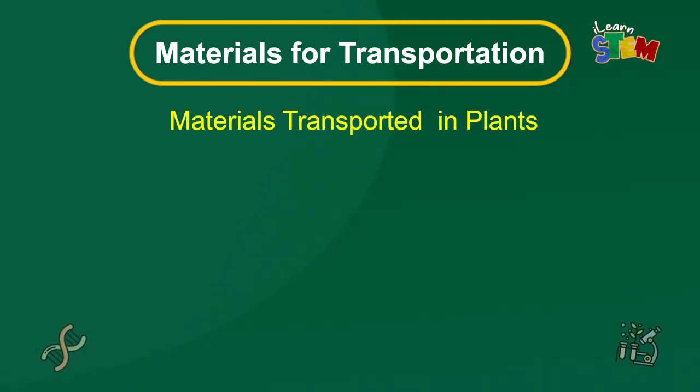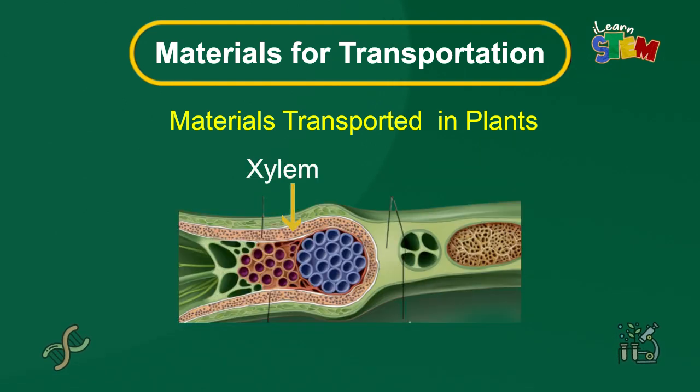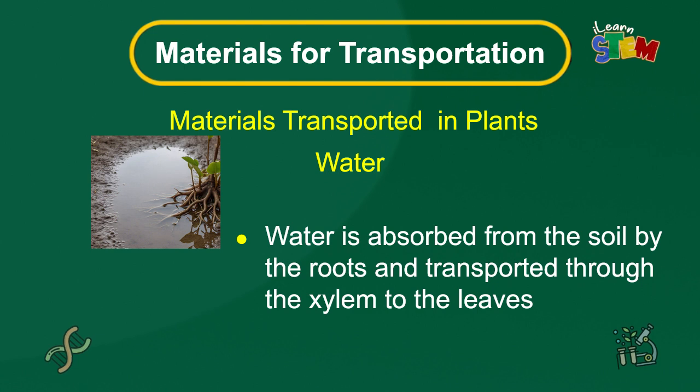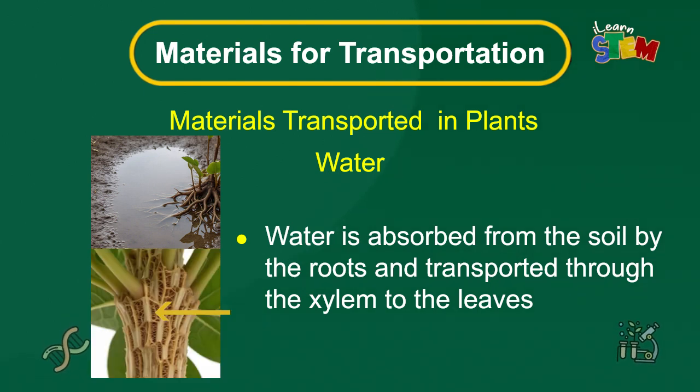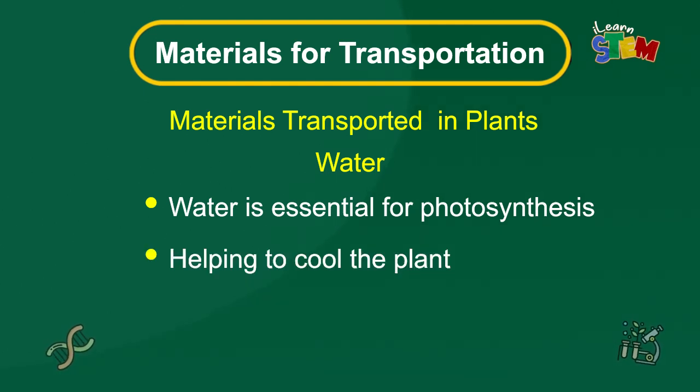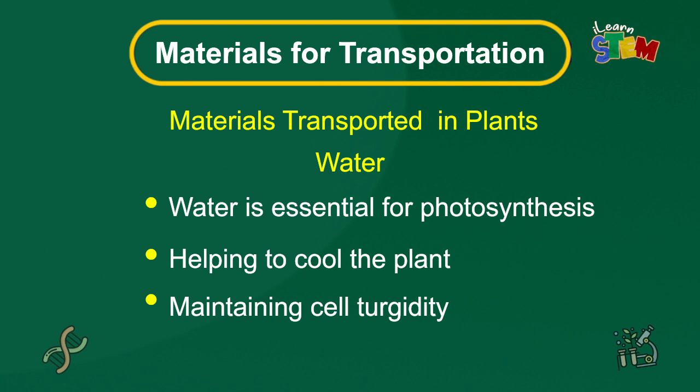In plants, the transport system, which is the xylem and phloem, carries the following materials. 1. Water. Water is absorbed from the soil by the roots and transported through the xylem to the leaves. It is essential for photosynthesis, cooling, and maintaining cell turgidity.